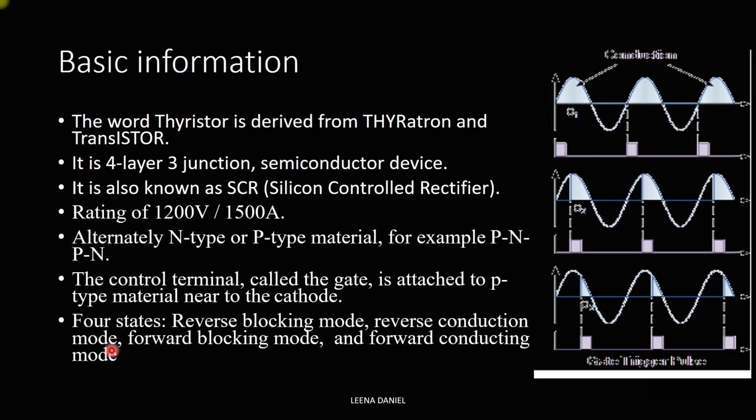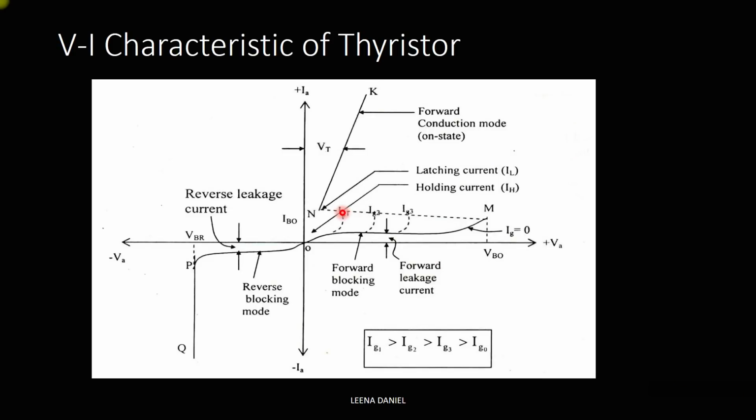The operation of the thyristor can be divided into four parts: reverse blocking mode, reverse conduction mode, forward blocking mode, and forward conduction mode. The operation of the thyristor we can understand by the VI characteristic of the thyristor. This is the VI characteristic of the thyristor. Here the voltage is on the x-axis and current is on the y-axis. This is the anode voltage and this is the anode current.